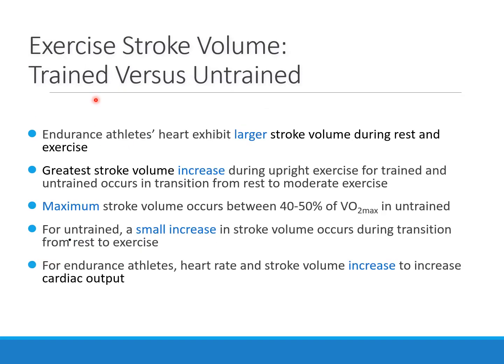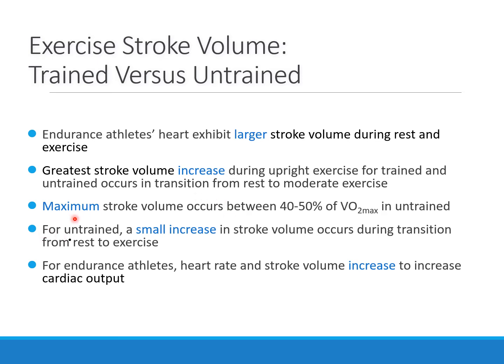Okay, so now we're going to compare stroke volume in trained people versus untrained people. So with trained people or endurance athletes, they're going to exhibit a larger stroke volume during rest and exercise compared to untrained people. And you guys already know this from lots of the tables that we've looked at. The greatest stroke volume increase during upright exercise for trained and untrained people occurs in transition from rest to moderate exercise. So you're going to see this massive increase in stroke volume from the time you are resting to the time you reach that moderate intensity exercise. And then after that, it starts to taper off a little bit.